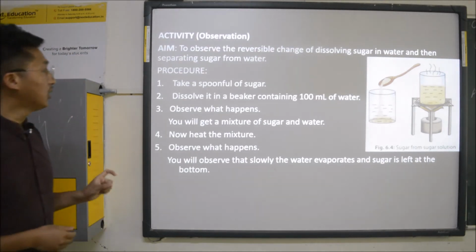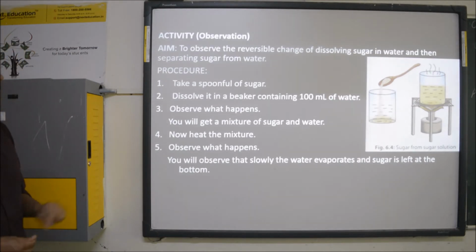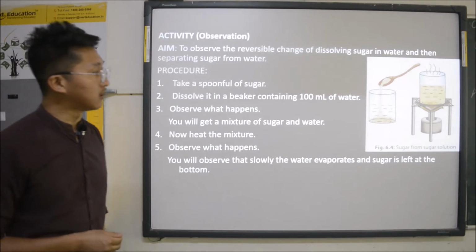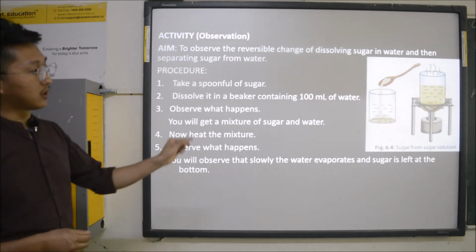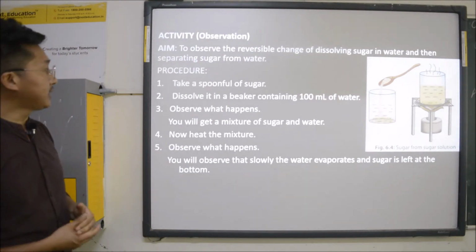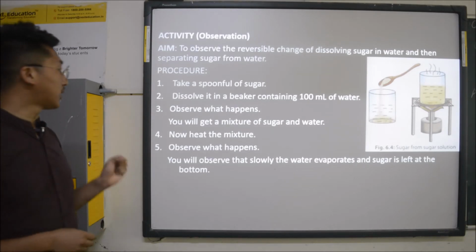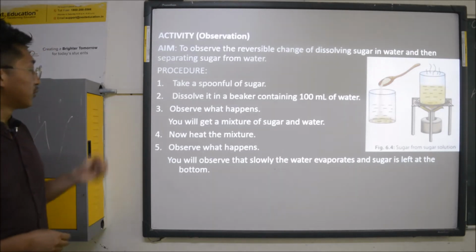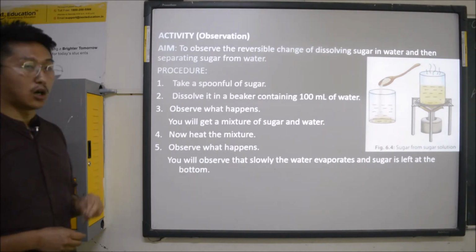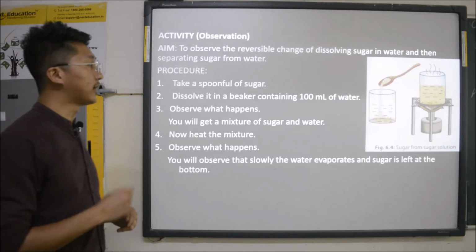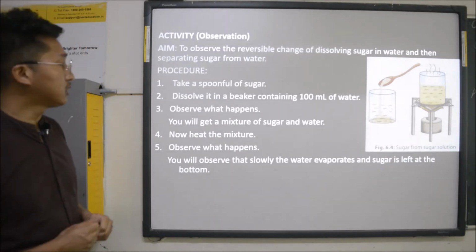So we add sugar to the water in the beaker. You can see in the diagram that sugar is being added to the beaker. In the third step, we observe what happens to that sugar. Now when we observe, we get a mixture of sugar and water. We can taste that water, and we get a sweet taste.